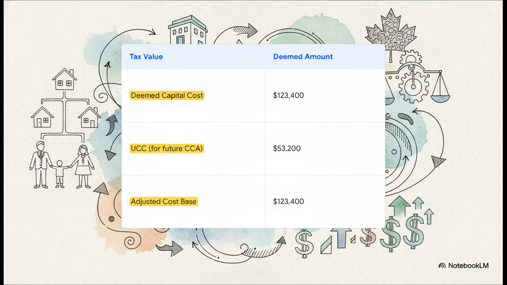This is where those special non-arm's length rules really shine. You'll see a term here, adjusted cost base, or ACB. Just think of the ACB as the official cost that will be used to calculate a capital gain or loss if his father sells the asset way down the road.